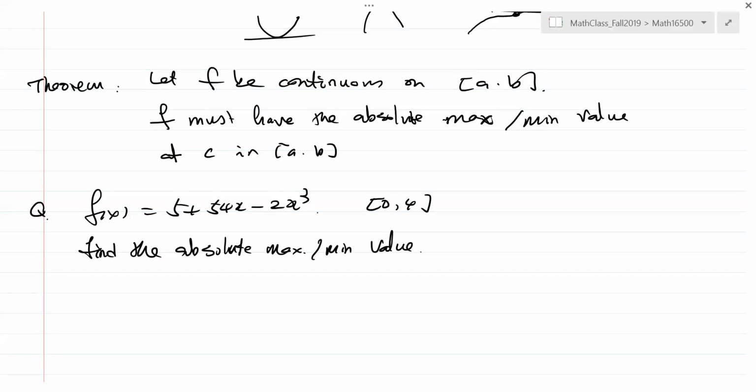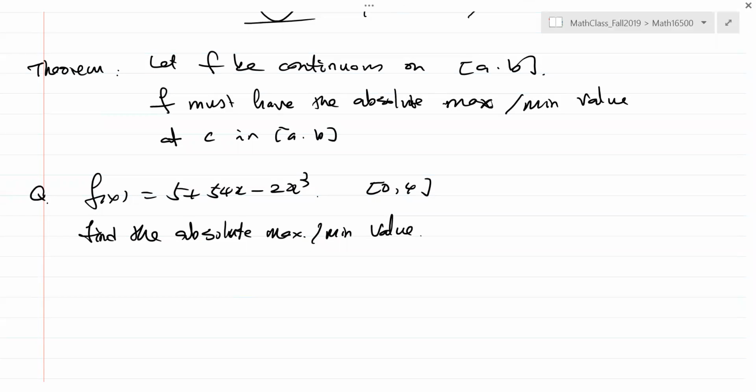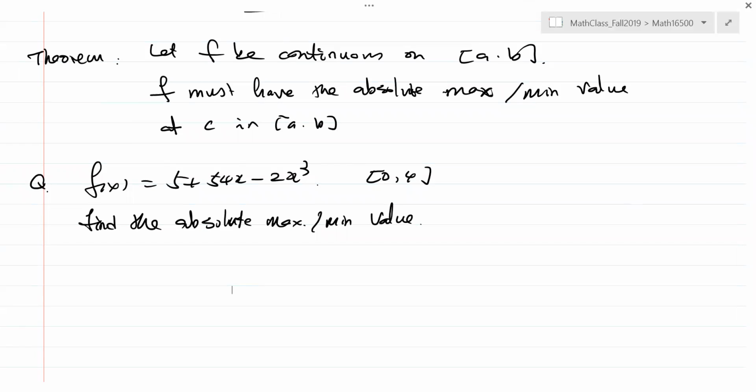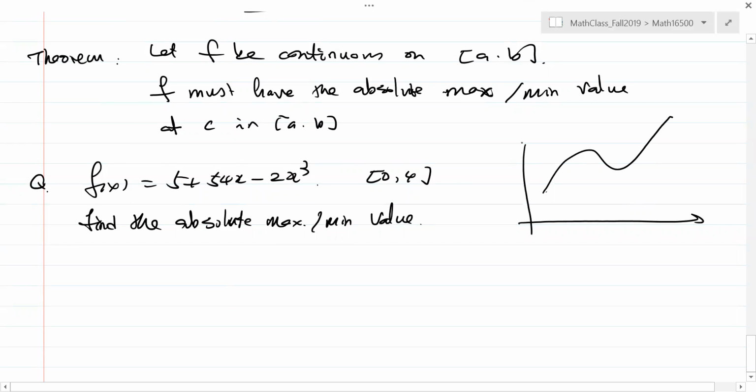Okay. So why is this true? Because if the function is continuous, that means the graph is not broken. If the graph is not broken, from the graph you can tell there's an absolute minimum value here and an absolute maximum value here, even at the two endpoints.